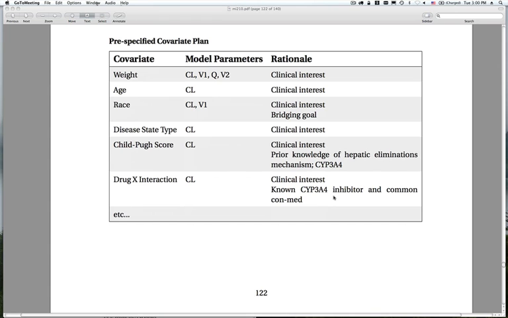So these are the kinds of things that, with a little bit of clinical pharmacology knowledge, you should be able to specify ahead of time. And if you're not sure if you're interested in something, but you think it might be clinically important, then include it. Add it to the full model.